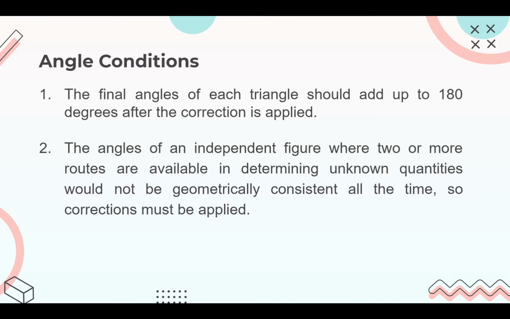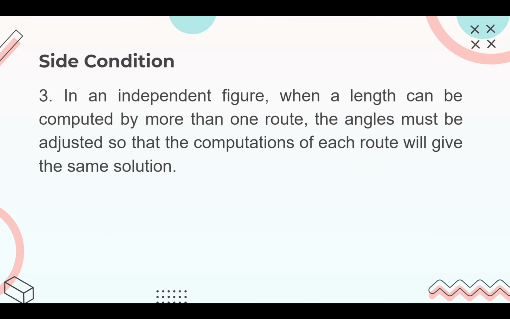This should be the first set of conditions imposed on the corrections if computed results are to be determined correctly. Moreover, the angles of an independent figure where two or more roots are available in determining unknown quantities would not be geometrically consistent all the time. This imposes a second set of conditions on the corrections used. Additionally, in an independent figure, when a length can be computed by more than one root, the angles must be adjusted so that the computations of each root will give the same solution. This constitutes a third set of conditions called the side condition.